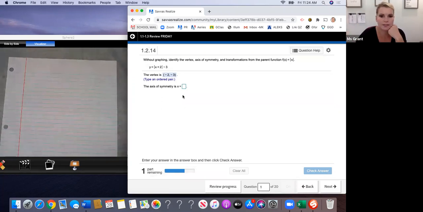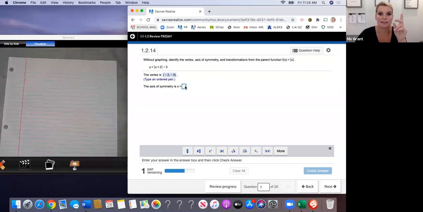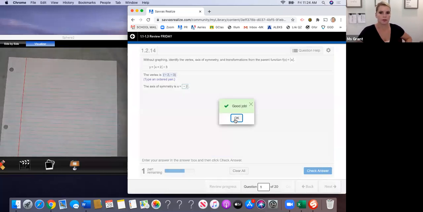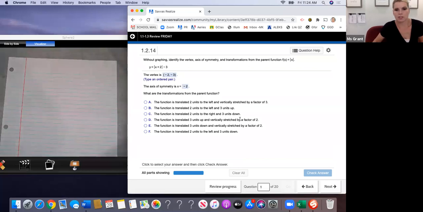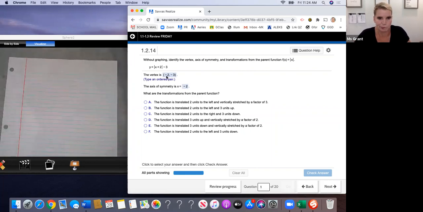Okay. The axis of symmetry. That's my x number of my vertex. So it's going to be x equals -2. It's always in that format, x equals -2. Okay. Transformations. What is my graph doing from the parent function, absolute value? 2 to the left, 3 down.